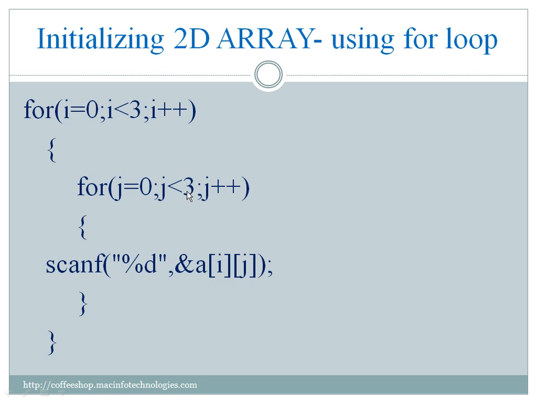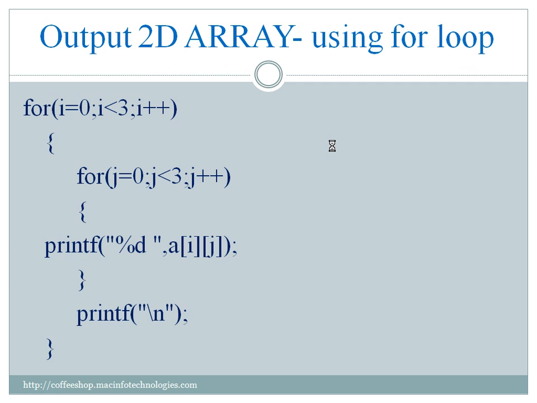2 less than 3 is also true. Again now the a of 2, 2 location gets the value, and j increments to 3. 3 less than 3 is false and it comes out of the inner loop, and i increments to 3 in the outer loop. 3 less than 3 is false. It comes out of the outer loop, and the program execution jumps to the statements which are after these for loops. This way we can take input from the keyboard to a two-dimensional array.